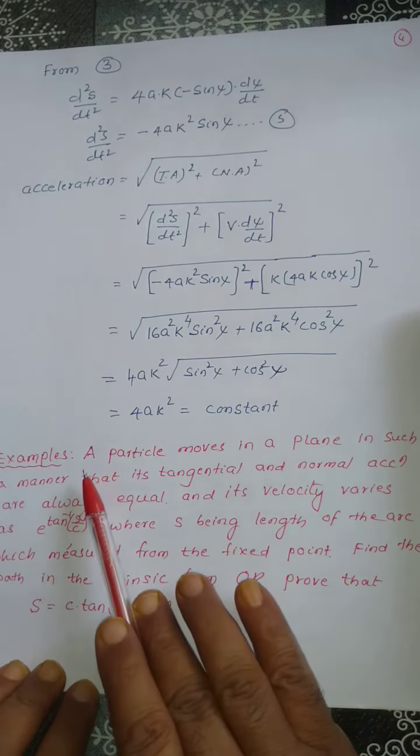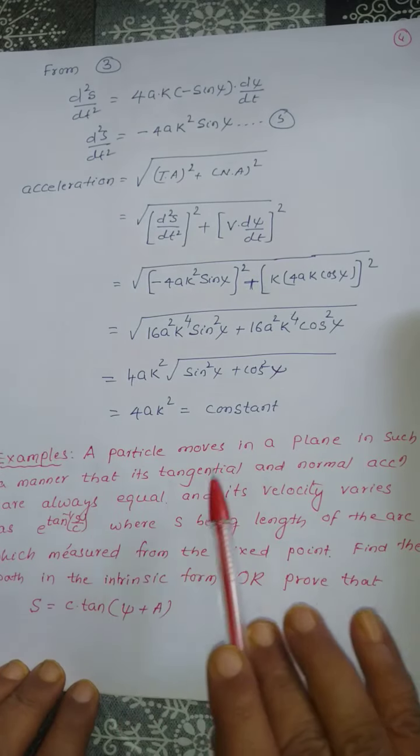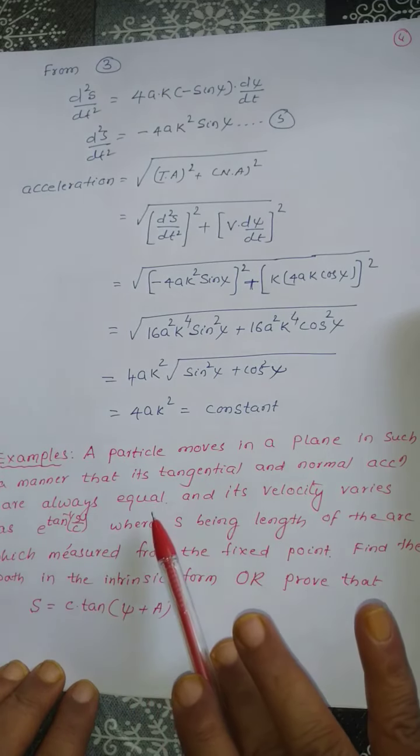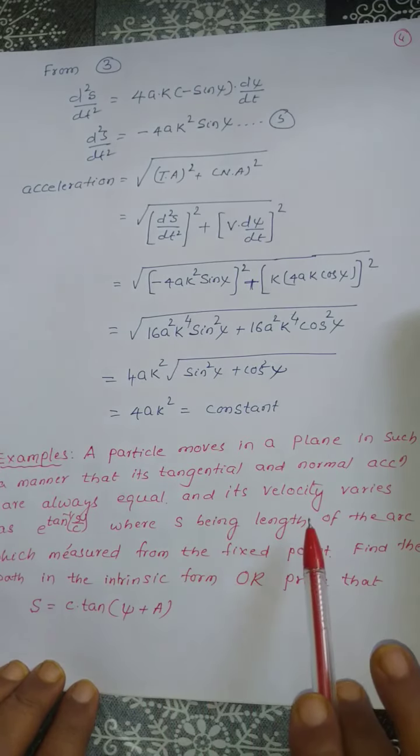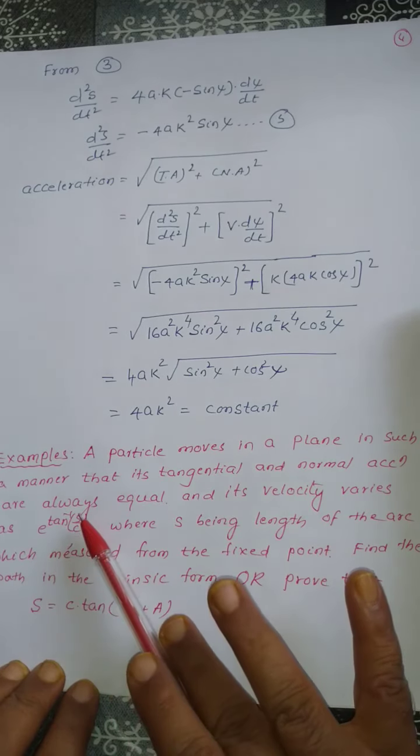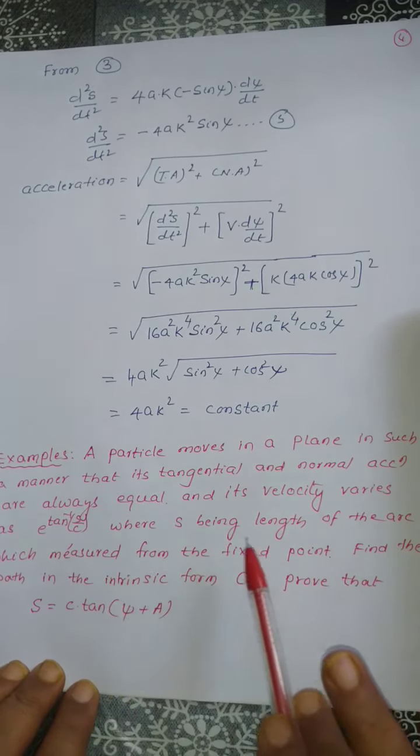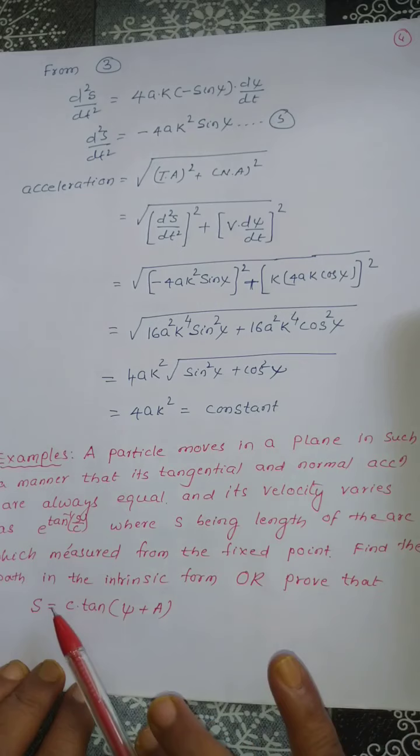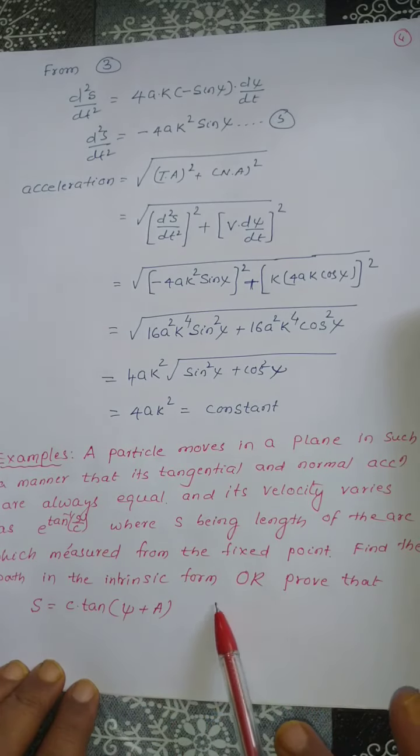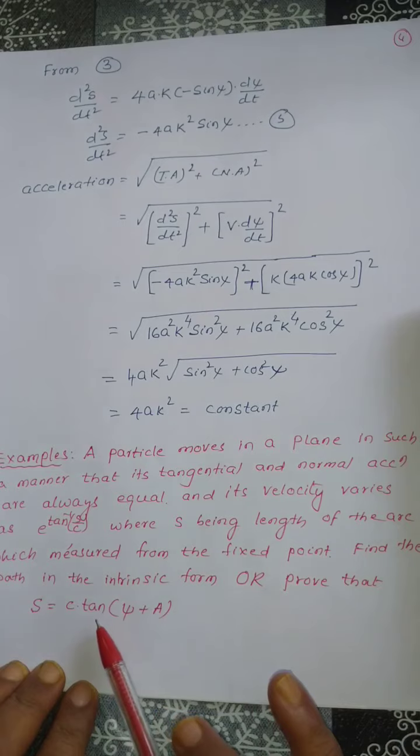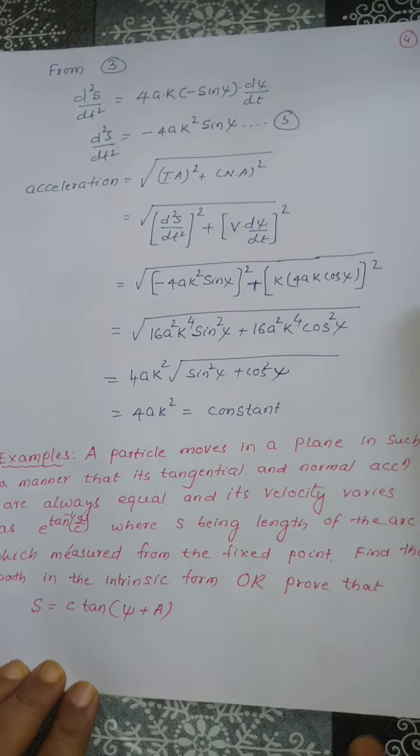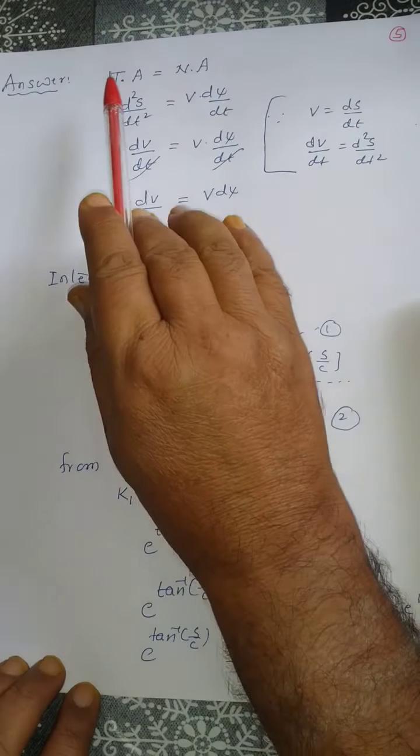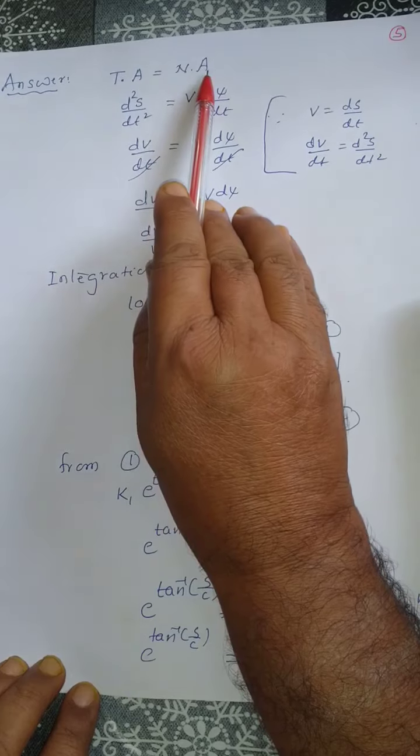So we go to another example. A particle moves in a plane in such a manner that its tangential and normal accelerations are always equal, and its velocity varies as e raised to tan inverse s by c, where s is the length of the arc measured from a fixed point. Find the path in the intrinsic form, or prove that s equals c into tan psi plus a, where a is constant. Okay, so the answer is here. Given tangential acceleration equal to normal acceleration.